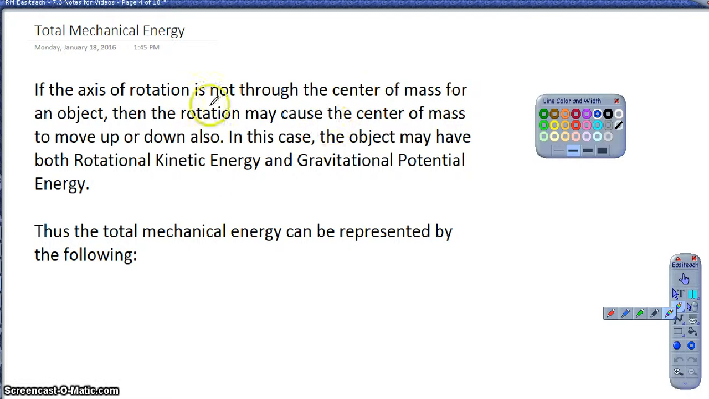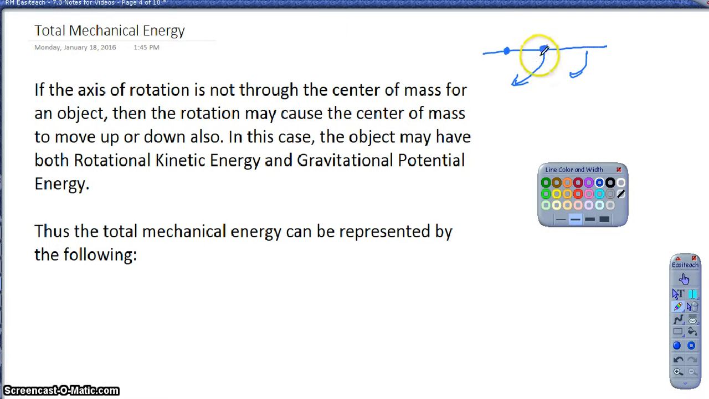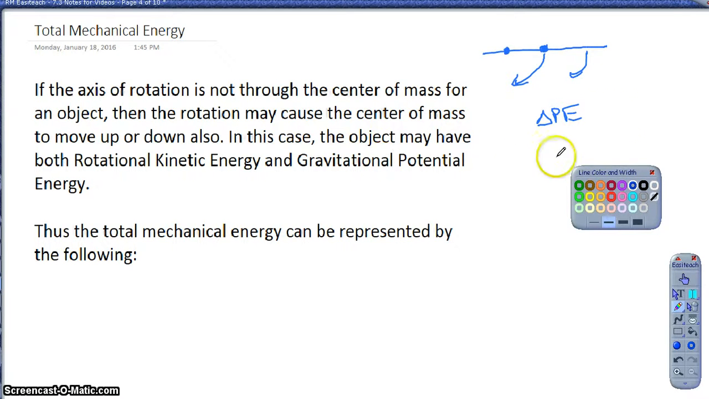But anyway, if the axis of rotation is not through the center of mass of an object, then we know that rotation will cause the center of mass to move up or down also. So what that's saying is if I've got a rod, and the center of mass of that rod is over here, but the pivot point is over here, then by rotating the rod, we're also going to cause a change in the center of mass, right? And the significance there is if the center of mass changes height, then I'm going to have a change in gravitational potential energy, right? So we're going to see a few examples that bring this into play.